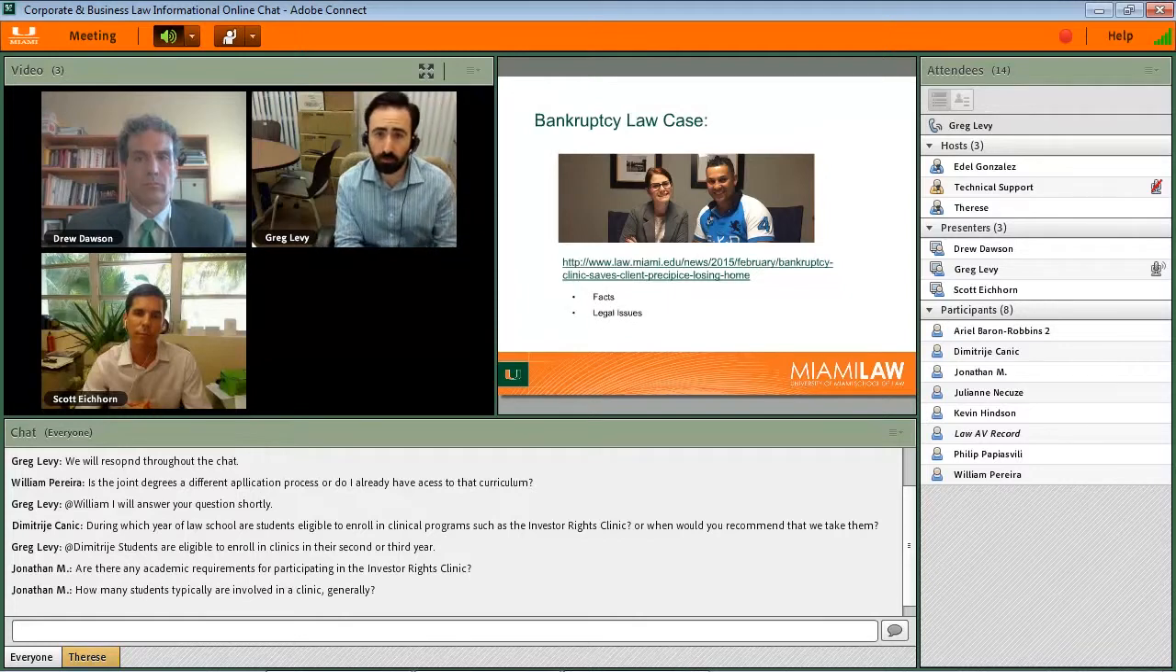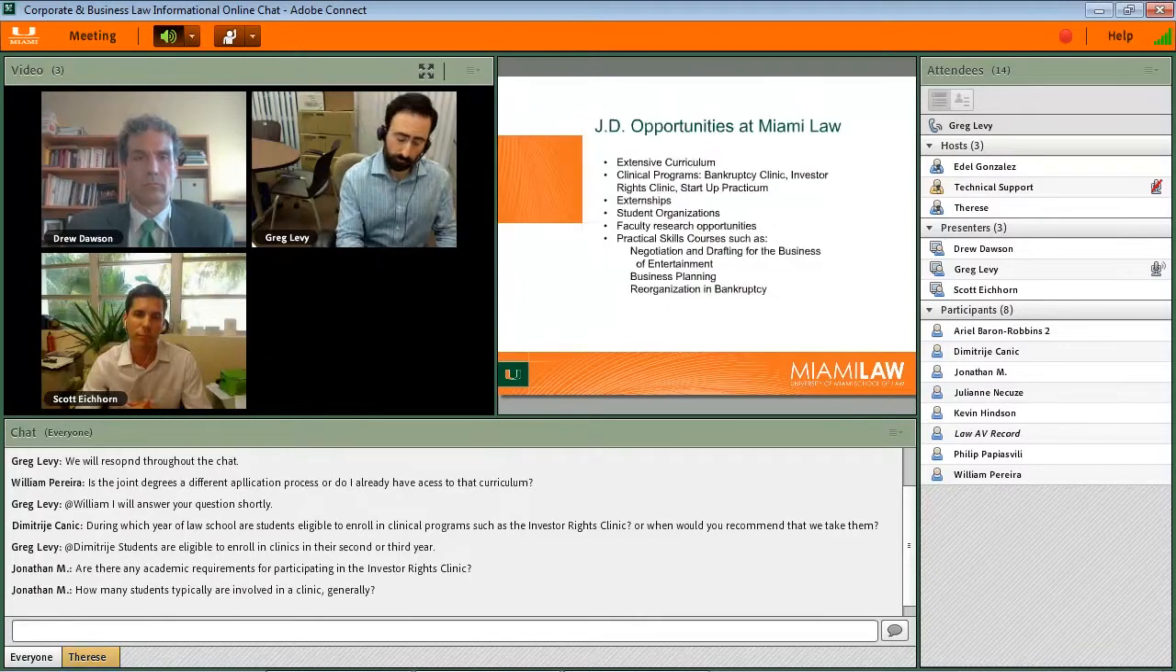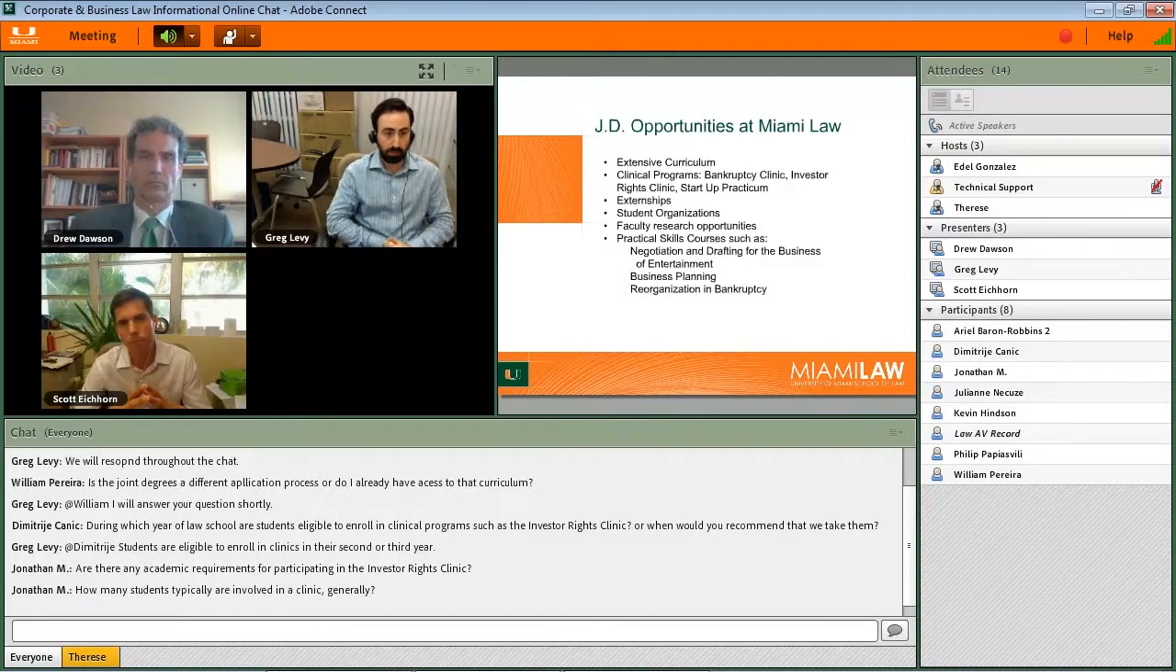So moving on with our presentation here, we wanted to talk about some of the opportunities for JD students to get involved in these areas at Miami Law. I know this also kind of dovetails with a question earlier. A student had asked if the joint degrees are a different application process and if they have access to these courses in the curriculum. So all of the joint degrees do have a separate application process.